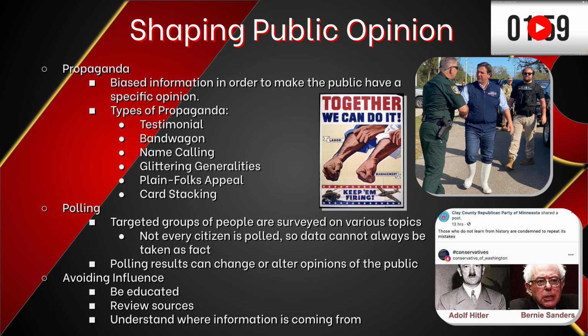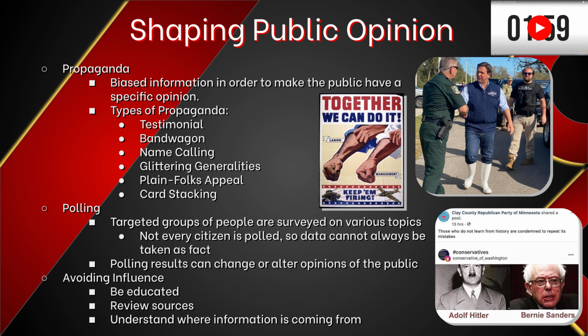Then you have glittering generalities, and the easiest way to explain this is that it's something very vague. You might hear a politician say, "for the common man," and they leave it at that. They don't explain what common man they're talking about, whether in the rural areas of the United States or the urban areas, and so on and so forth. I'm not going to go down that rabbit hole. But that's what they mean by generalities. It's something very vague that's supposed to make people feel as if they like a particular politician.